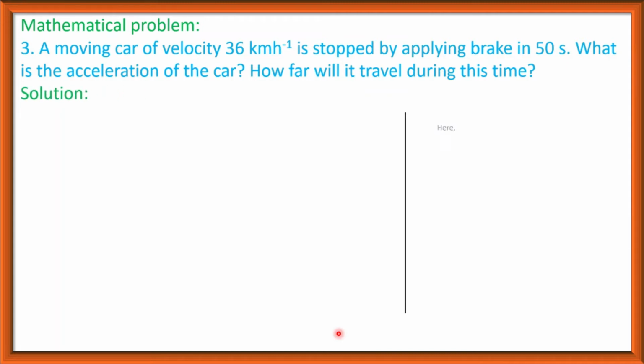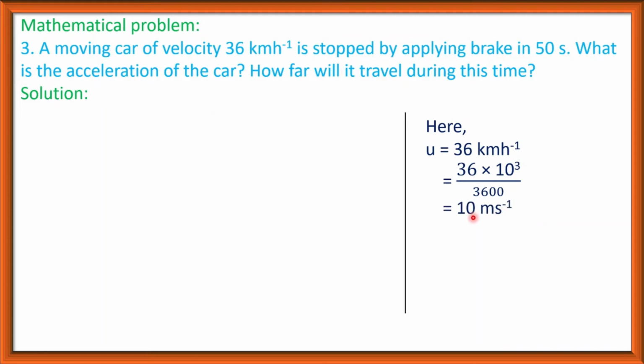So our given information is initial velocity u is equal to 36 km per hour. We have to convert it into meter per second: 36 into 10 to the power 3 divided by 3600, and after calculation it is 10 meter per second. And time t is equal to 50 seconds. That is, the car is stopped in 50 seconds. And when the car is stopped, the final velocity v is equal to 0. There is no velocity when the car is stopped.